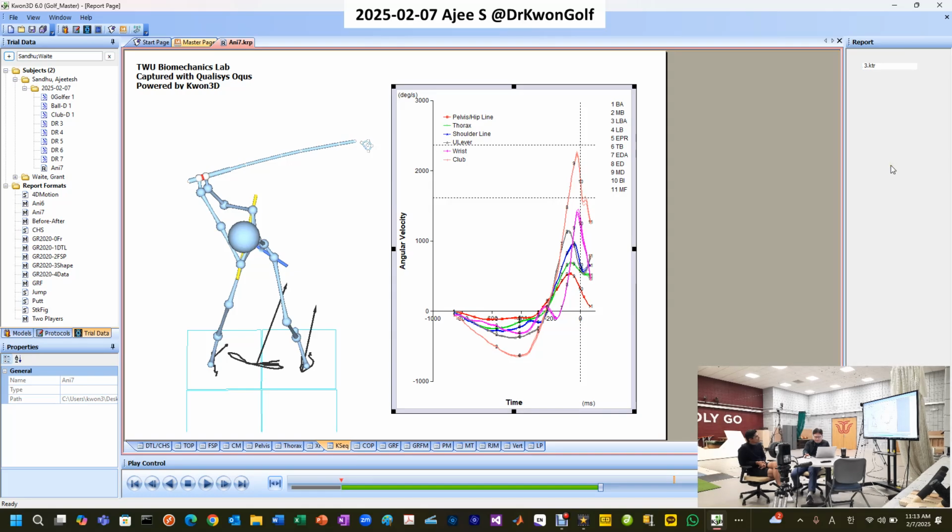I'm running several programs at the same time, so it's kind of slow here.